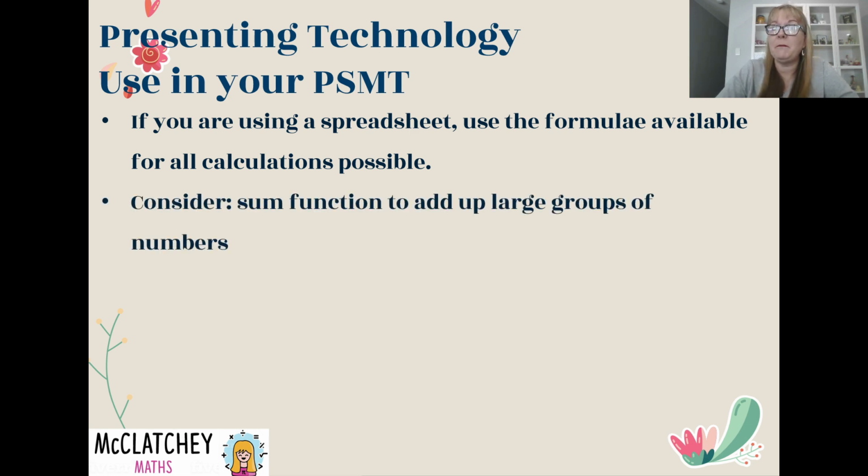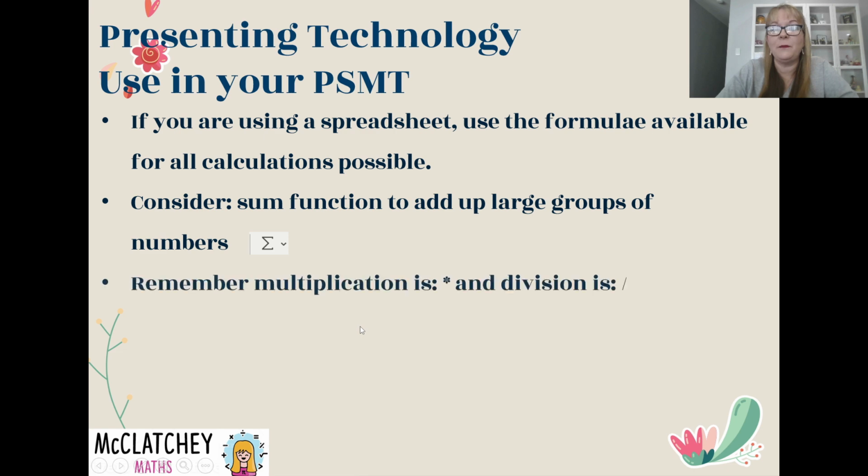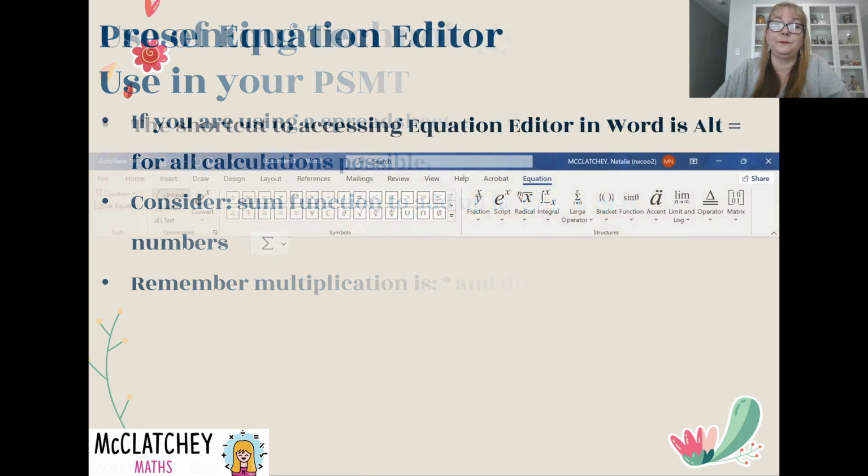So we've talked about the sum function to add up large groups of numbers. That looks like this little button here. It's in the top menu in Excel. Multiplication in Excel is represented by the asterisk button, and division is represented by /. So that's something important to remember. Also remember that when you want to type a formula into Excel, you simply need to press the equals button. And you can start typing words in there like standard deviation, and it will bring up a menu of all the possible formulas that you could use.